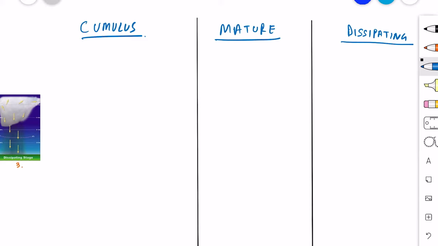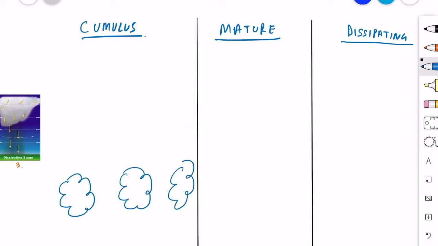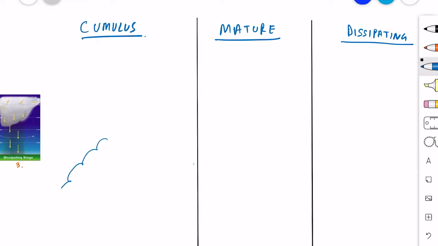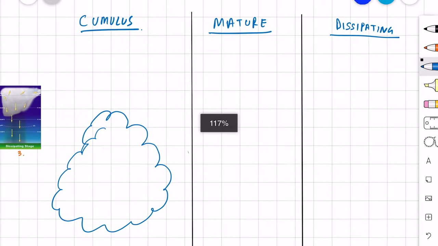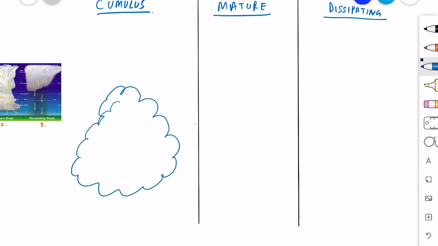So the cumulus stage. This is the initial stage. It is when a lot of cumulus clouds come together and merge to form one large CB cloud. So when they merged, the cloud would look like this, a big CB cloud. The base of this CB cloud is around 5 nautical miles, which is around 9 kilometers. So you can imagine how massive it would be.